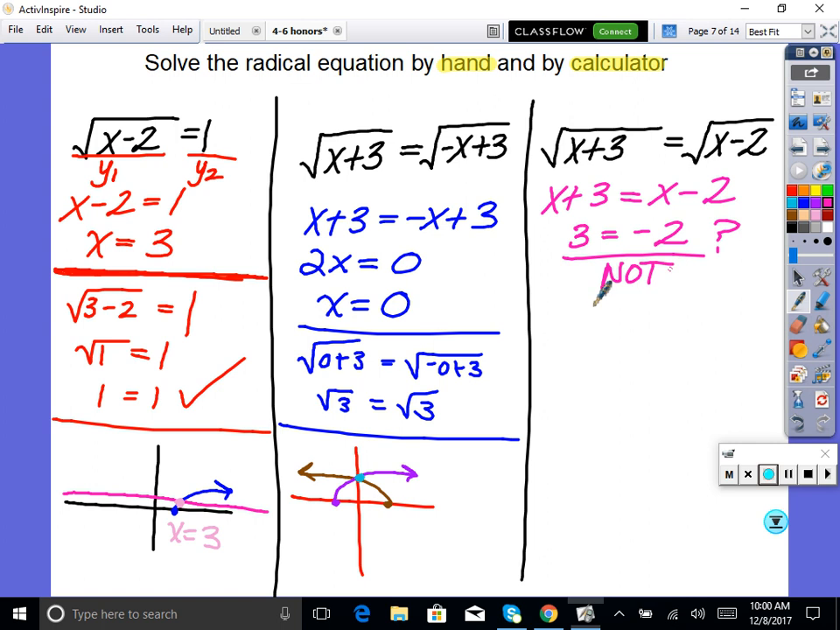Well, what does that mean? Now graph it, and you'll notice they never intersect.